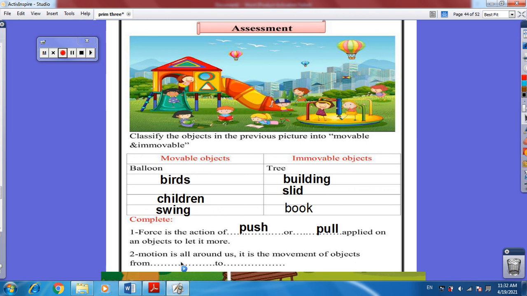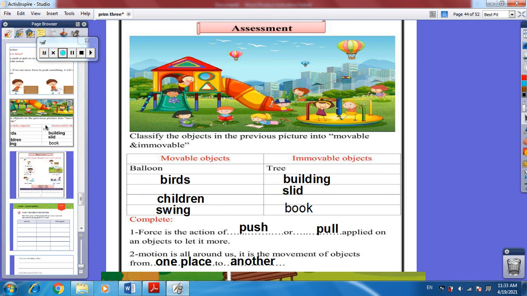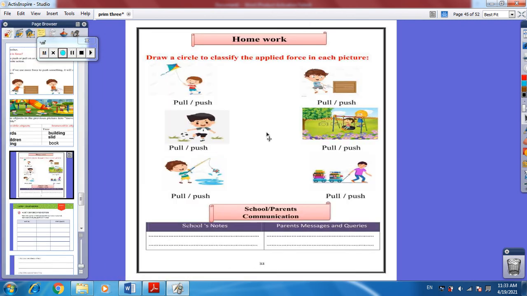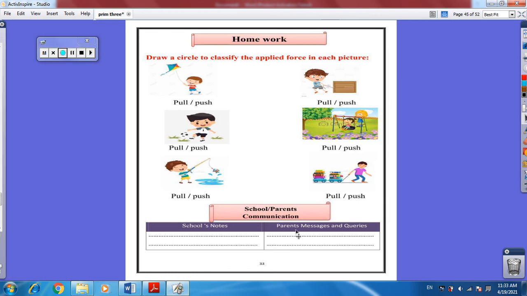Yes, I hear you. Farida. Excellent. From one place to another place. Super. Okay? Now, in this session, we know the definition of force and the definition of motion. You must answer page 33 in your worksheet. Draw a circle to classify the applied force in each picture, push or pull.